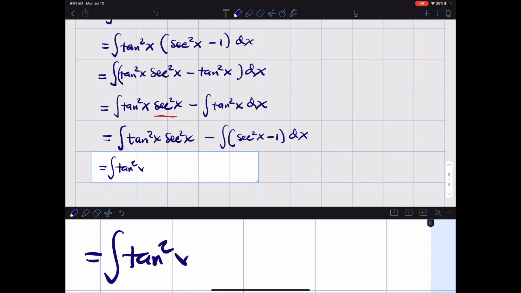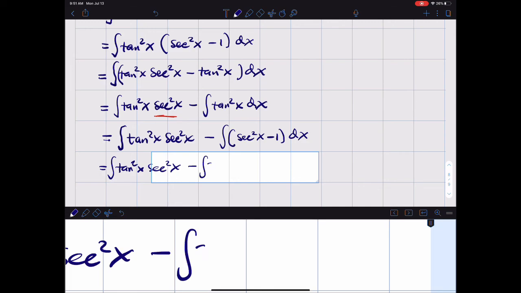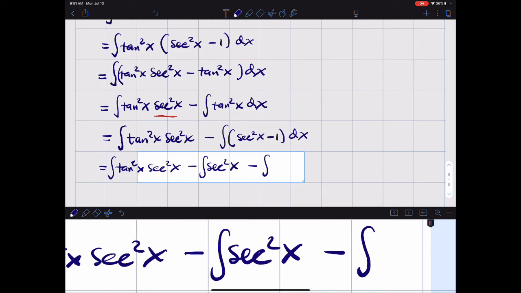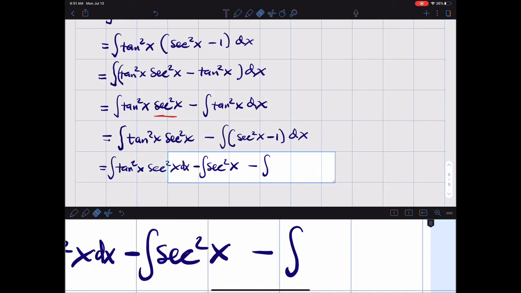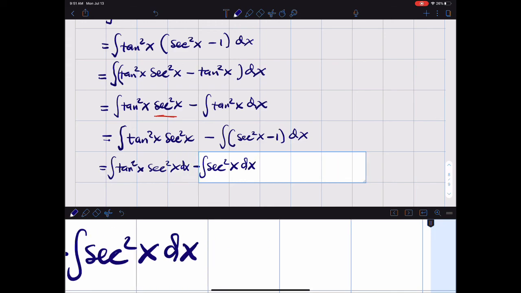Integral of tangent squared x, secant squared x, minus integral of secant squared x, which is very easy, minus integral of 1 dx. Oh, I need to put my dx there. The dx's are very important, and they know they are very important because sometimes they cry if you don't treat them well. So this is 1 dx. This is quite easy to deal with now.